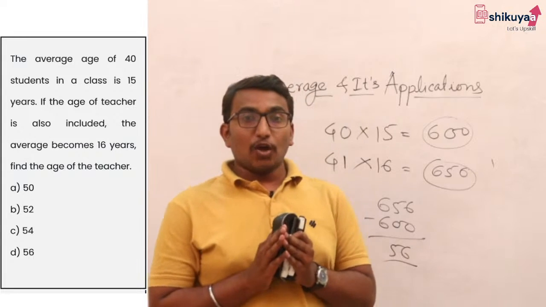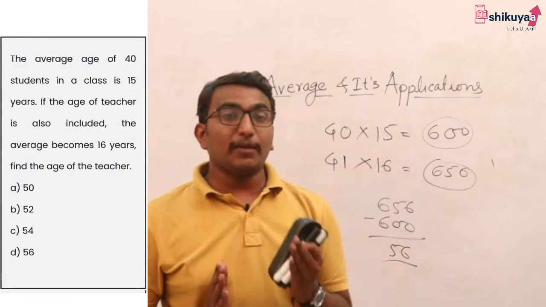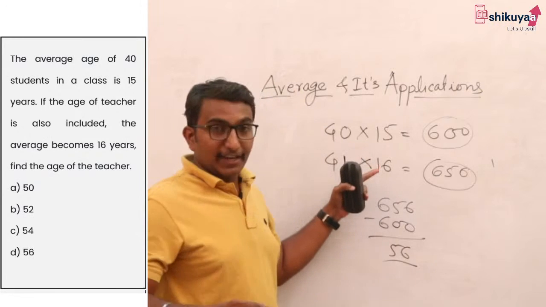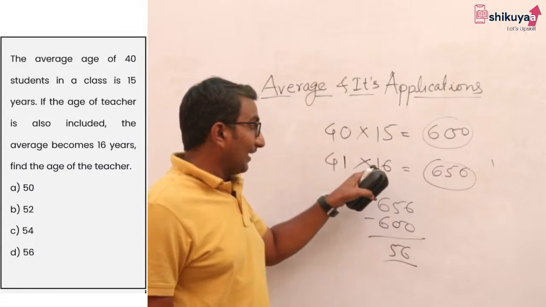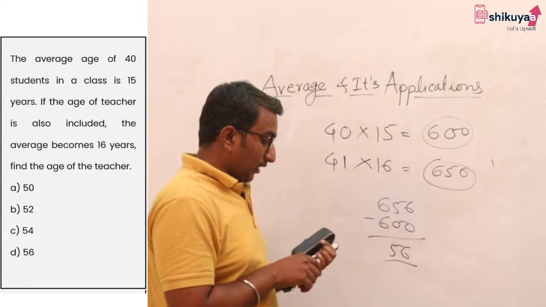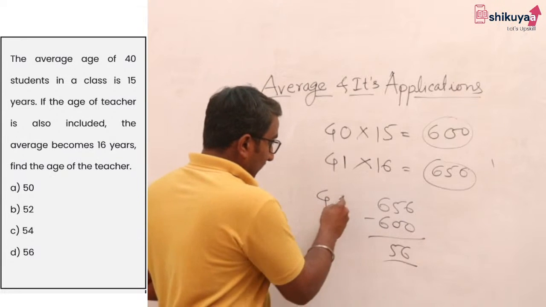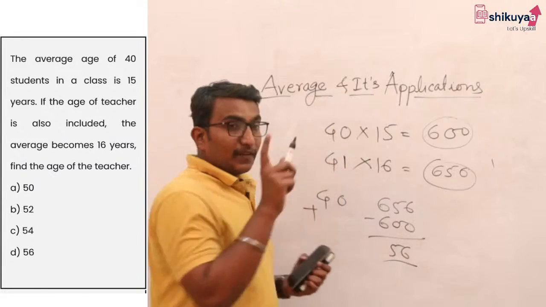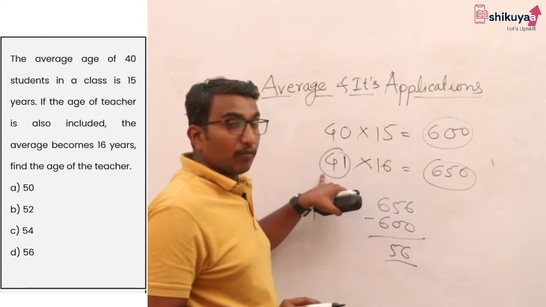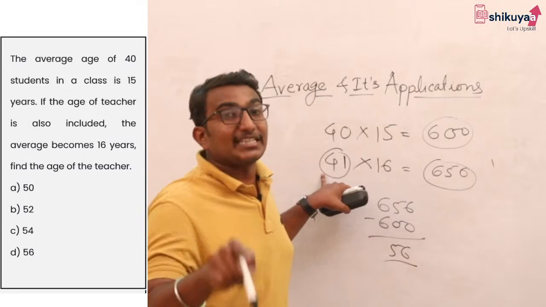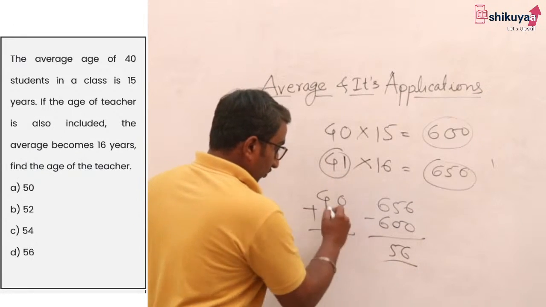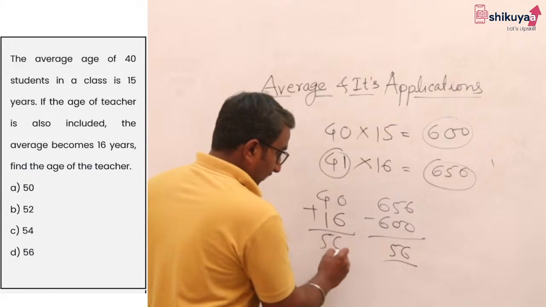So the average of all the 40 people will increase by 1. The addition of 40 will be as it is there, and the last is the age of that teacher, which must be added. So 40 plus 40, because the addition of 1 is there in the age of all these 40 members out of 41, because the 41st is the teacher himself or herself. So we have to add the age of the teacher. So 40 plus 16, which is 56.